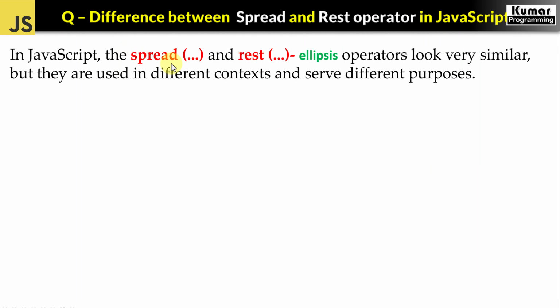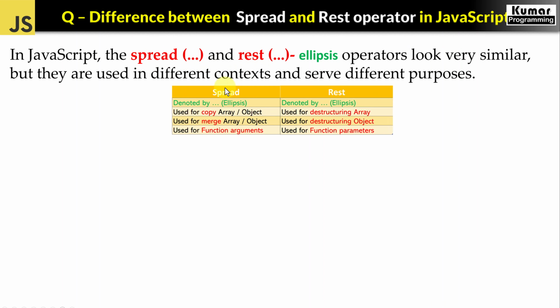In JavaScript, spread and rest are both denoted by ellipsis. Ellipsis is nothing, it's three dots, and both look very similar. In fact, both are the same, but they are used in different contexts and serve different purposes. They look similar, so it's very hard to recognize where we have to use the spread and rest operator. So now let's first understand where we have to use spread and where we have to use rest operator.